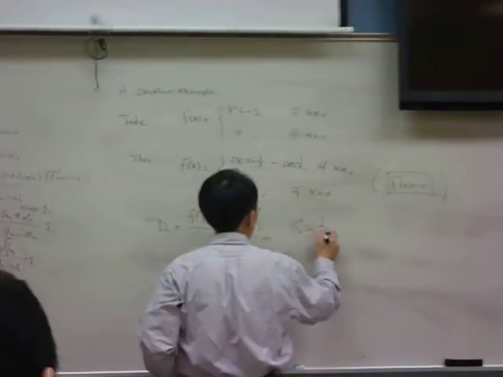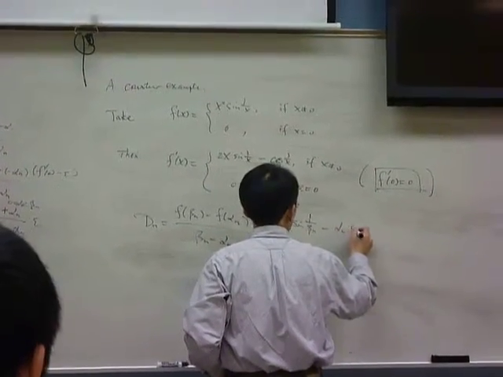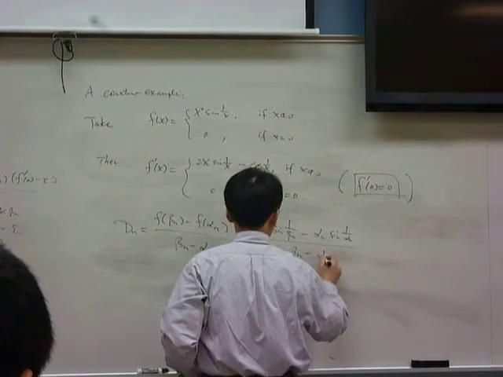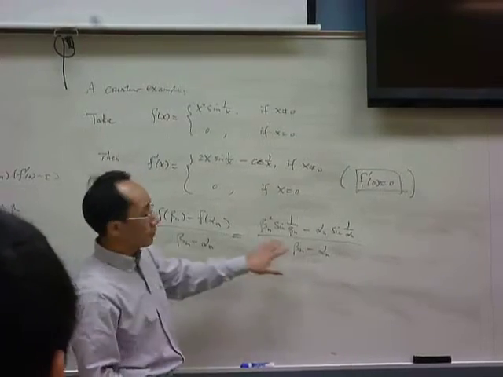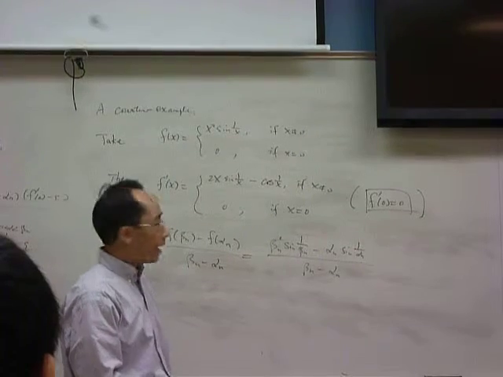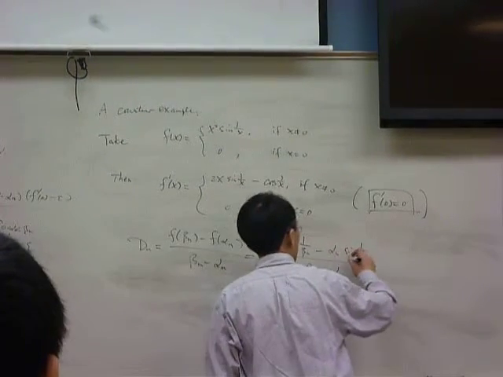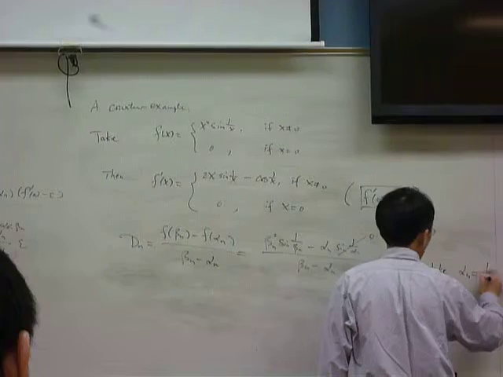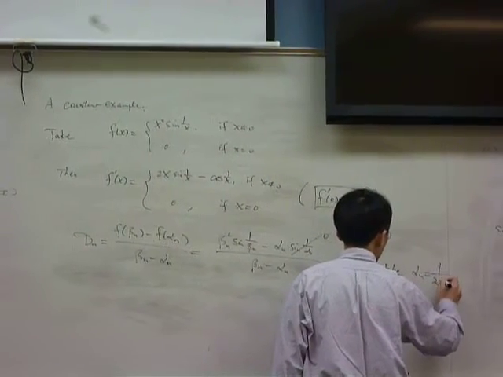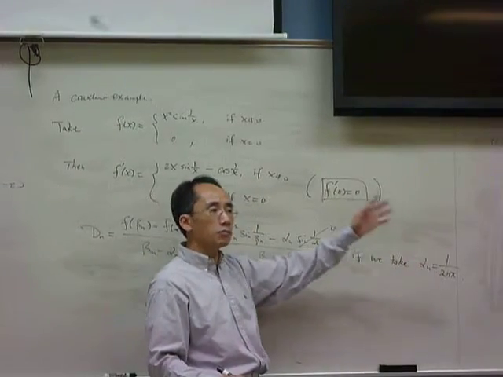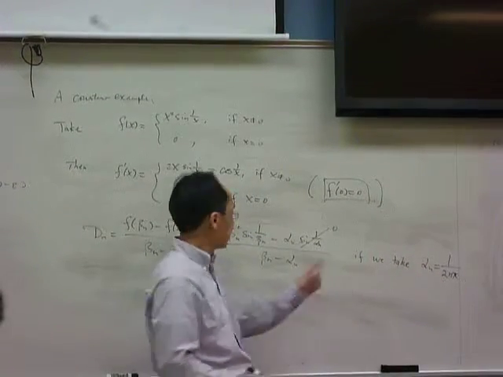sine of 1 over beta n minus alpha n sine of 1 over alpha n. So this is kind of complicated, so I want to simplify it. How can I make this term equal 0? Take, for example, alpha n equals 1 over 2m pi. Then 1 over alpha n is just 2m pi, and sine of 2m pi is just 0. So everywhere it equals 0.